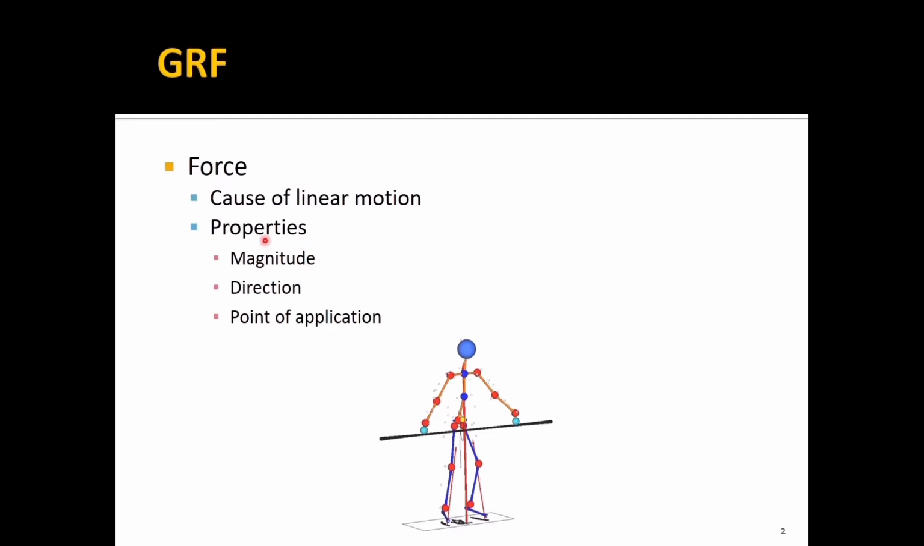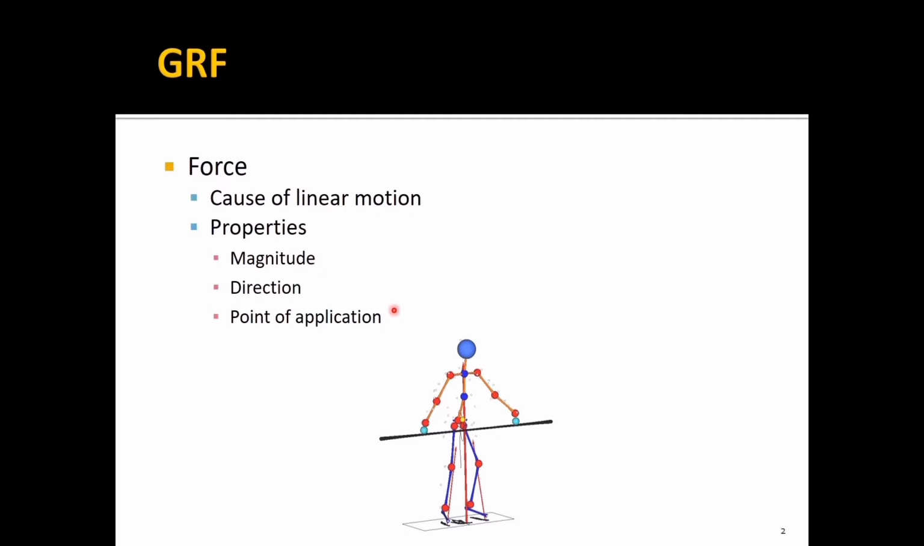And the second property is the direction. So depending on the direction of a force, the effects of force on the system will be various. And then the last property of force is point of application, which means where force is acting. So depending on where force is acting on the system, the effects of force on the system will be different.